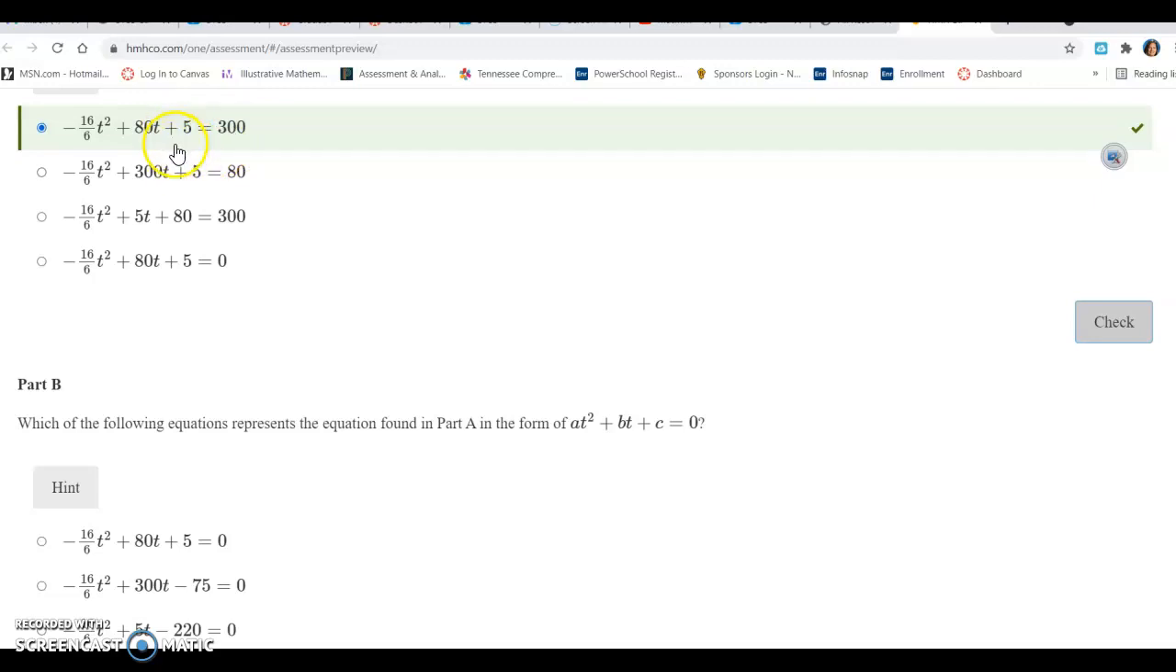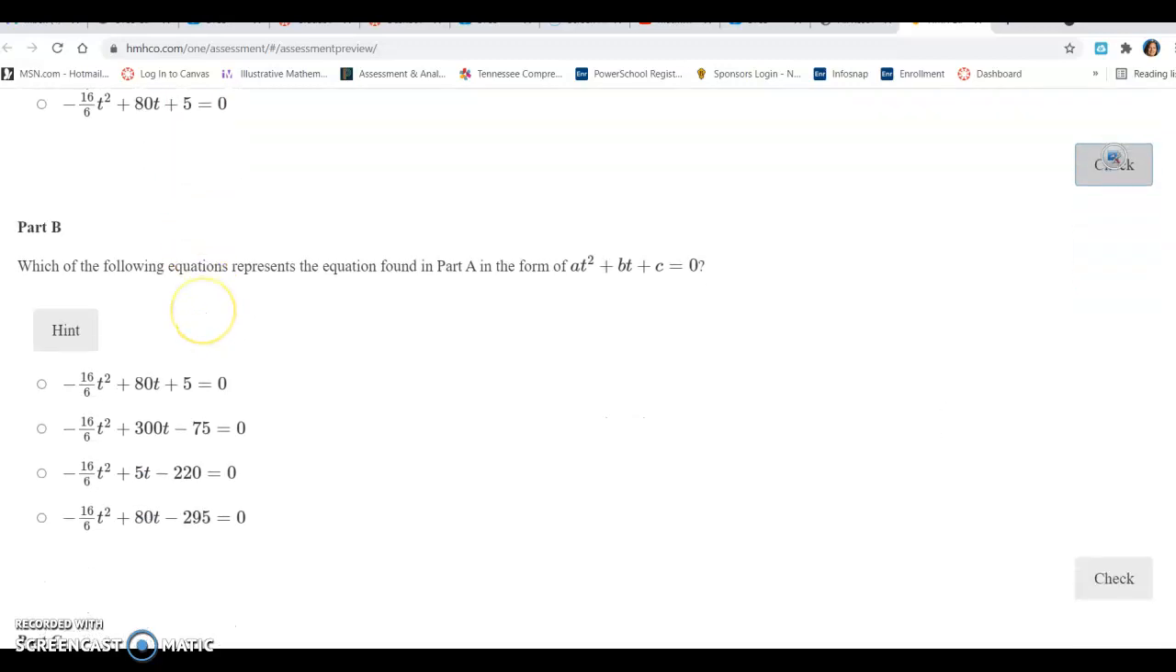And then 5 minus 300 gives you negative 295. So let's see if we have an equation that has plus 80 but negative 295. So it's going to have to be this equation here. And again, all we did was put that in standard form by setting it equal to 0.